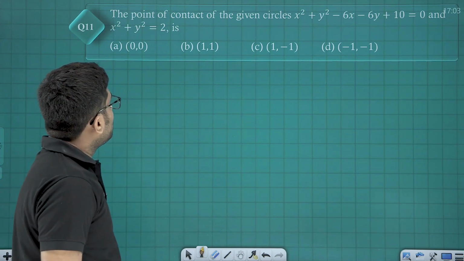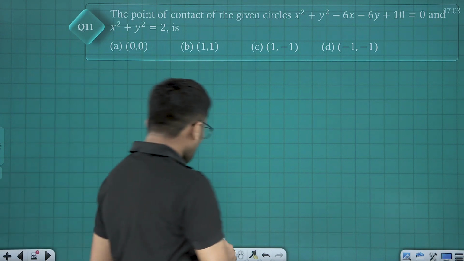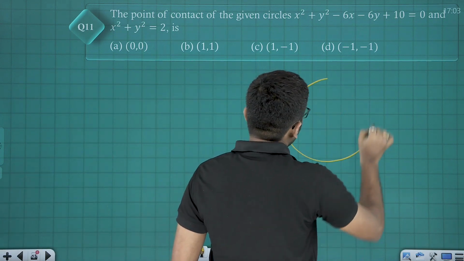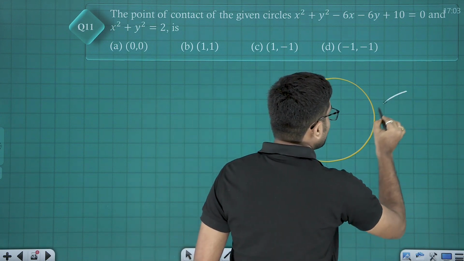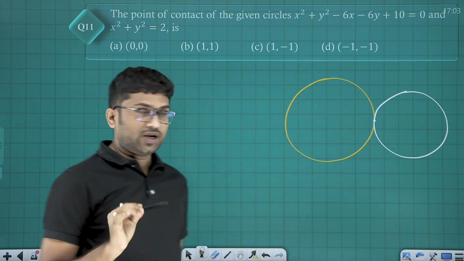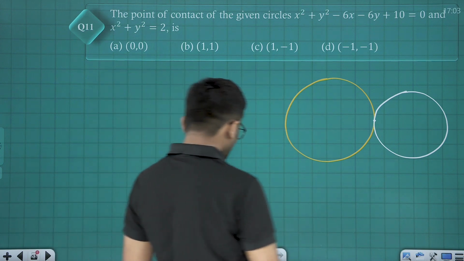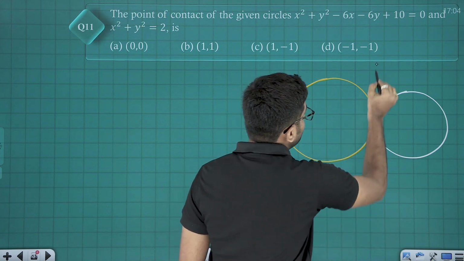Point of contact of the given circles. First, point of contact means this is one circle and this is another circle. So this is the point of contact. Now, from the point of contact, there will be one common tangent passing through.